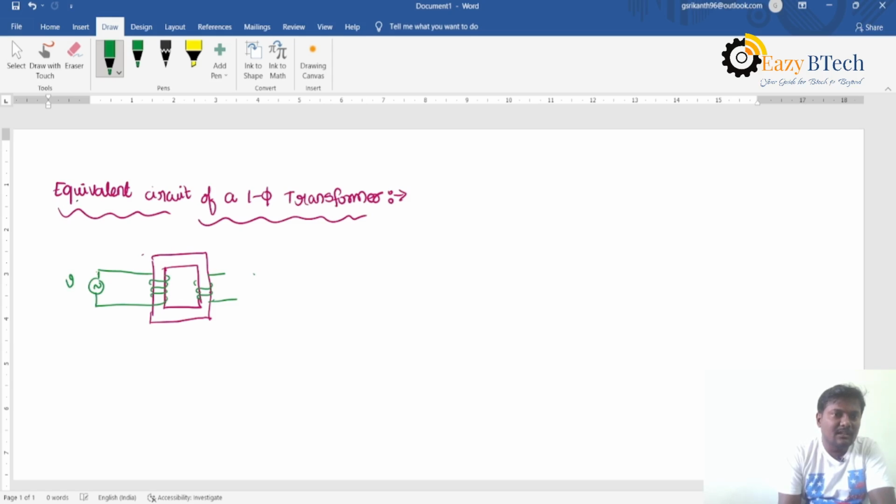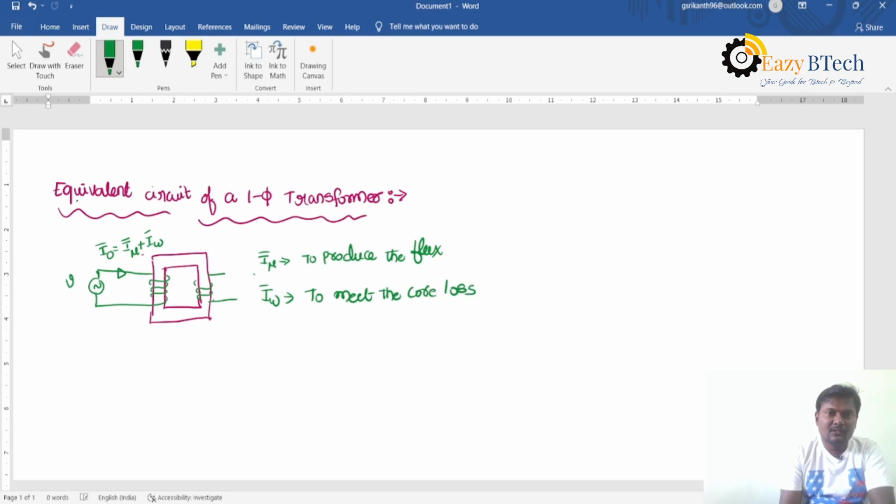A sinusoidal voltage is applied to the primary winding. It will draw the no load current, and the no load current is the phasor sum of the magnetizing component of current and the wattful component of current. The magnetizing component of current, I mu, is to produce the flux, and IW is the active component of the current to meet the core losses.